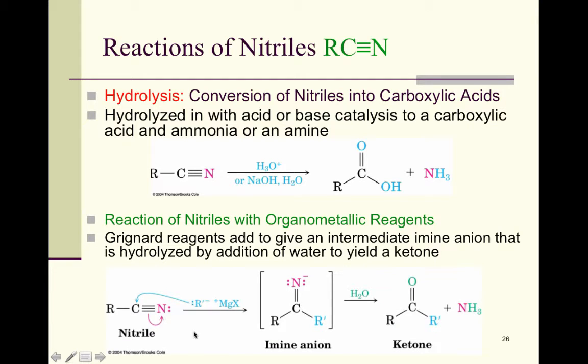Nitriles can also react with organometallic reagents. Here we have a Grignard reagent where the R group is going to be reacting with the carbon here. This R group is my nucleophile attacking the carbon here. A pair of the electrons is going to go to the nitrogen, and we have an imine anion. This is the imine group, and because it has a negative charge, it's an imine anion. Water will come in, the nitrogen will be expelled, the oxygen will now be the carbonyl group, and we form a ketone, with a minor secondary product of ammonia.